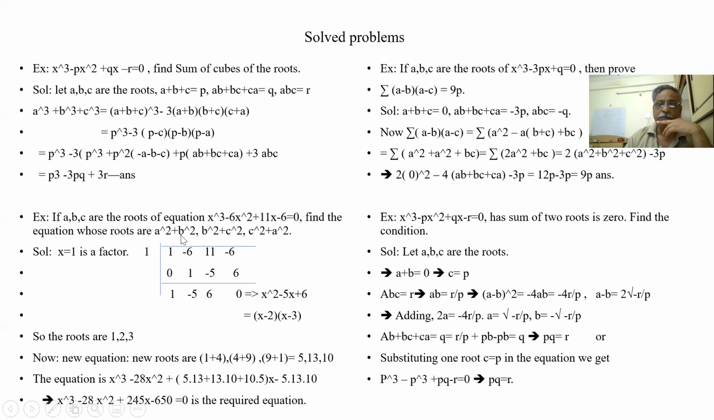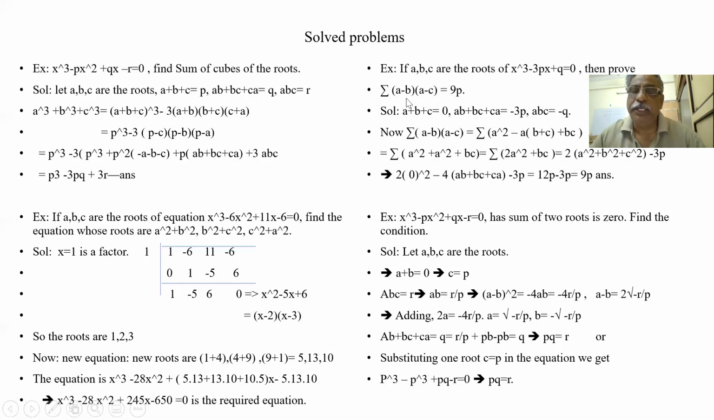So a² + b² is 5. b² + c² is 13. c² + a² is 10. So with these three roots, I have to write the equation. So we know x cubed minus the sum of the roots, which is 28, plus the sum of products of two roots, 5 into 13, 13 into 10, plus 10 into 5, times x, minus the product of the roots. So this is the required equation. So let us see another problem.